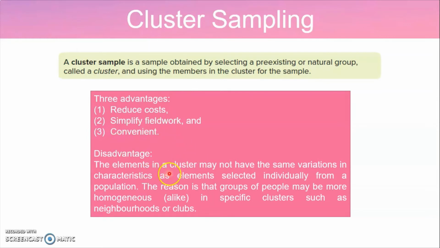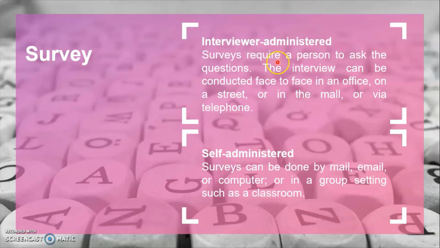However, the elements in a cluster may not have the same variations in characteristics as elements selected individually from the population. The reason is the groups of people may be more homogeneous in specific clusters. So one of the examples of conducting this cluster sampling in university is you select a group of sample from the same course. In this section, I will explain about survey.